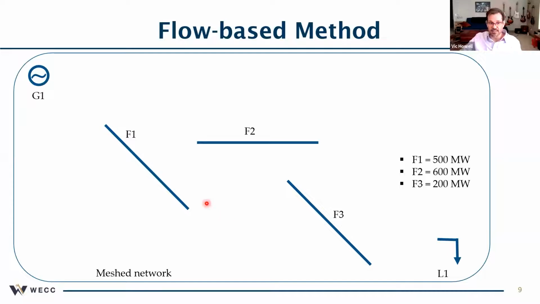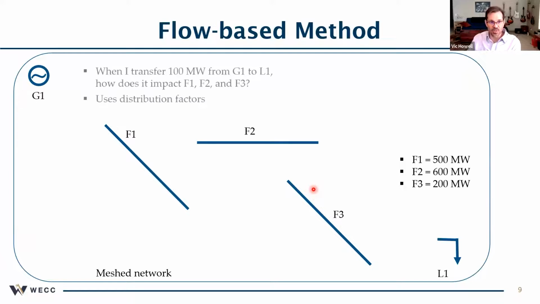And they can also be facilities that are, one, sensitive to power transfers, and also are kind of getting close to the limits when we run some of these assessments. So the determination is made, these are the different facilities that we really need to pay attention to from a reliability perspective. These are the flow gates, right? So once those flow gates are defined, the flow-based method asks the question, when I transfer 100 megawatts from G1 to L1, how does that transfer impact flow gate 1, flow gate 2, and flow gate 3? So that's the question that it's asking.